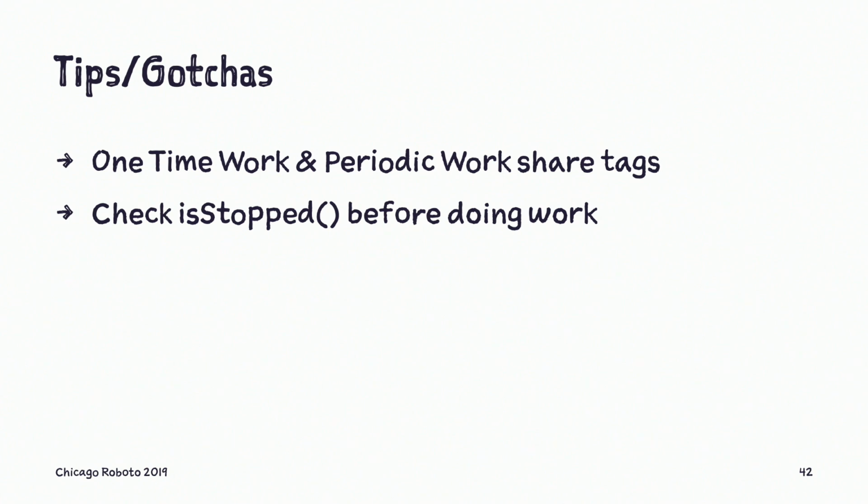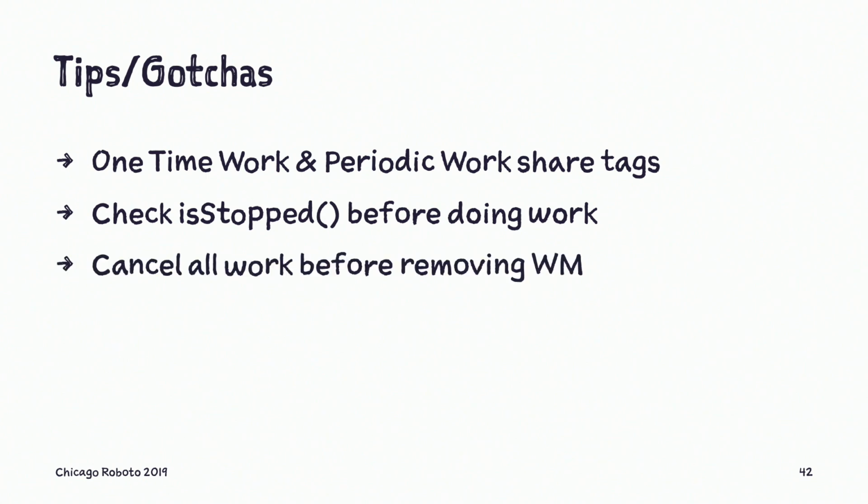There is this function called isStopped, which tells you, is this worker currently stopped? So that, if somebody has cancelled it or the constraints have gone away, this method will tell you whether this current worker is active or not. So you would add a simple if check in your for loops generally, before doing any work. If it is stopped, then you would not want to do anything, because in that case, even if you return a result or success, the WorkManager will ignore that result because the worker is no longer active according to the WorkManager. Cancel all work before removing WorkManager.